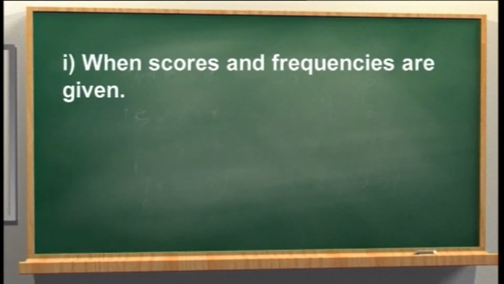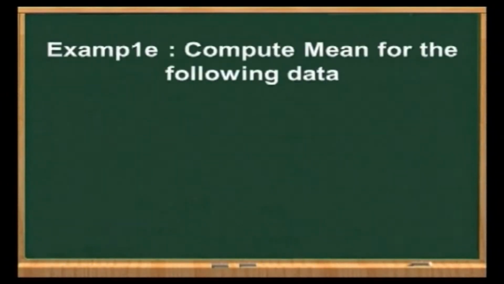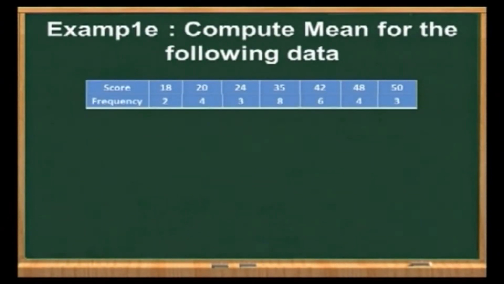There can be two situations of group data. 1. When scores and frequencies are given. 2. When data have been grouped, that is, frequency is given for each class interval. In the second case, we may compute either by the long method or by the short method using the assumed mean. These are explained. Let us calculate the mean for the following data.